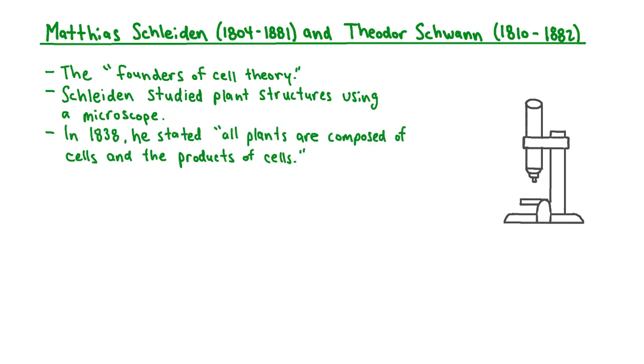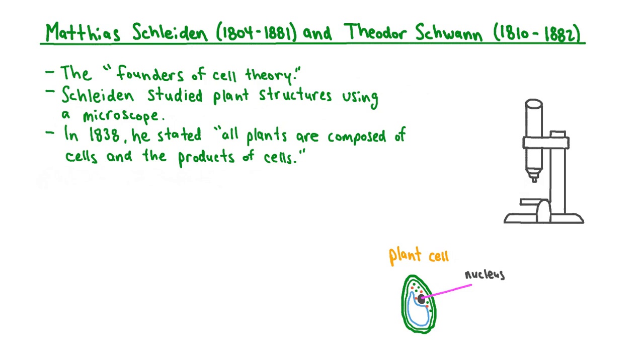In a book published in 1838, he stated that all plants are composed of cells and the products of cells. He also noted the importance of the nucleus, which seemed important in the production of new cells, and observed that new cells seem to arise from the nucleus of old cells.